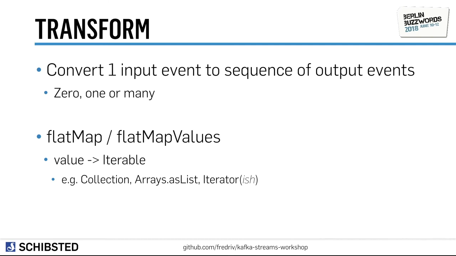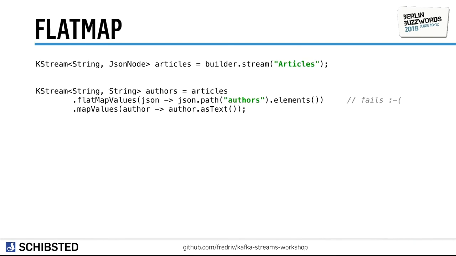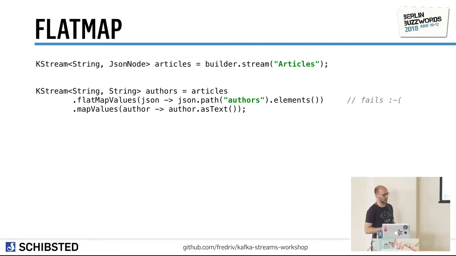Sometimes you work with iterators, and that is a little bit more hassle, in particular in the case here of JSON. I want to extract not the title of the article here, but the list of authors. There could be one or more authors of a newspaper article, for example, and this will actually fail, because this returns an iterator and not an iterable.